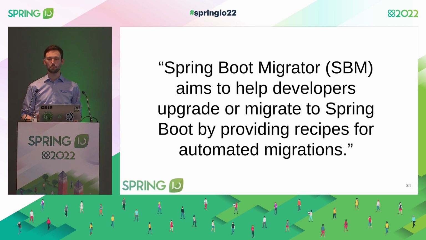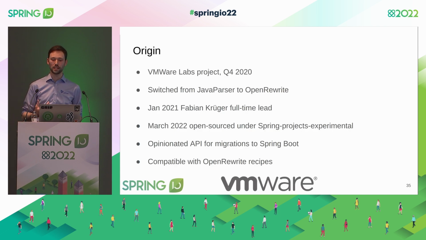Spring Boot Migrator builds upon OpenRewrite and aims to help developers upgrade or migrate to Spring Boot. It started as a VMware Labs project late in 2020. They started out using the Java parser library, but then switched to OpenRewrite for the improved type resolution. In January 2021, Fabian Kruger took the lead in developing Spring Boot Migrator. And Fabian is with us here today. So if you have any specific questions, do come up to the front after this talk.